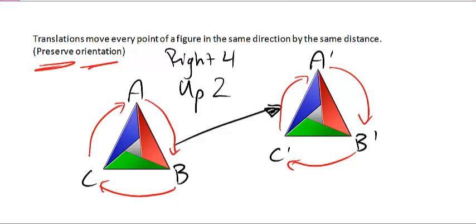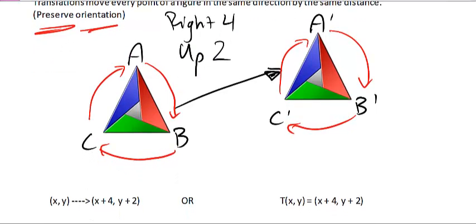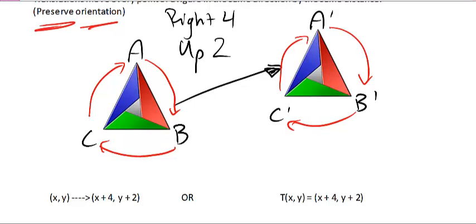But let's look at the details of our notation and how we can define a rule for this. Being able to describe that the translation is to the right 4 and up 2 is great, but we'd love to have some algebraic notation. And so we have two basic options. One is to look at some point x, y, and we want to describe it in general, right? I don't want to just describe one point, I want to describe any point.